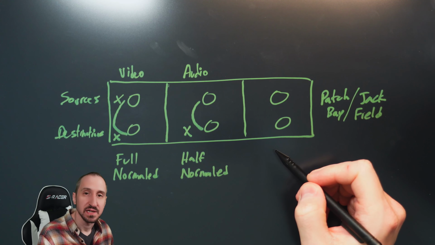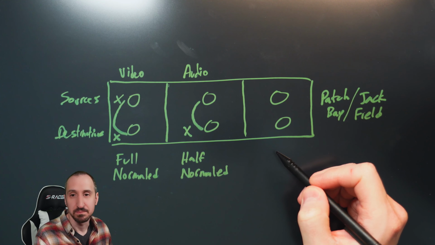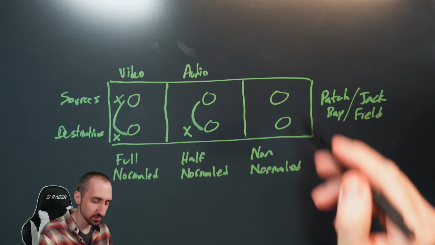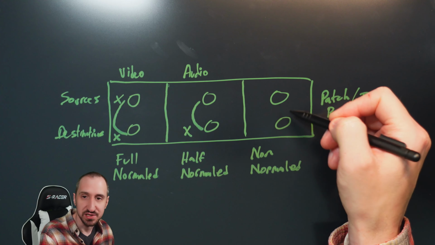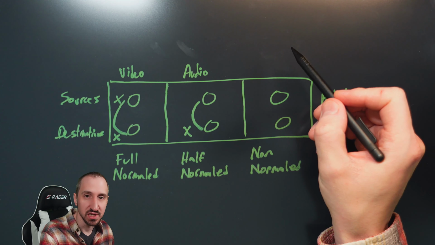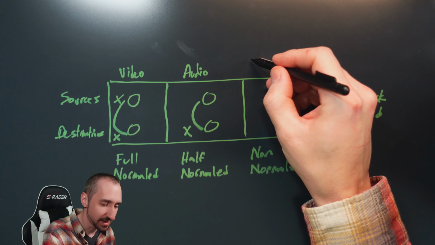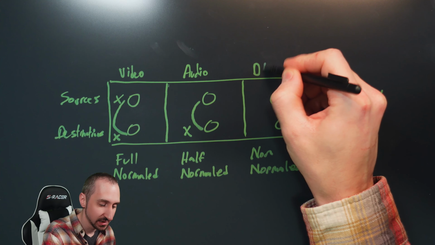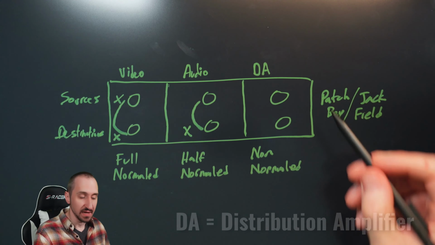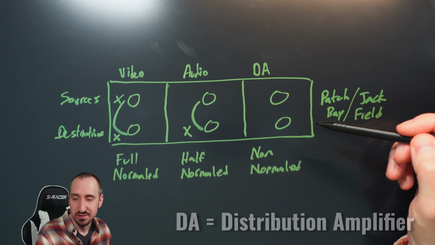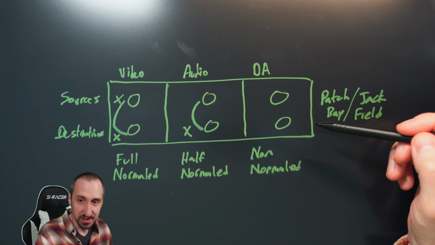Then we have a third type of patch bay, which is called non-normaled. A non-normaled patch bay has no connection between the top and the bottom. This is often used when you have incompatible top and bottom. I'm just going to put DAs here and I'll tell you why. If you had a DA on your patch bay, it's going to have one input and a whole bunch of outputs.